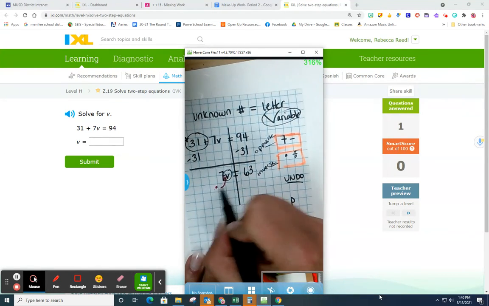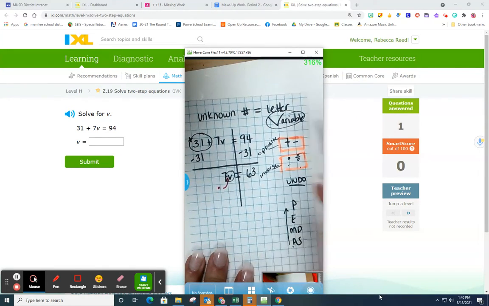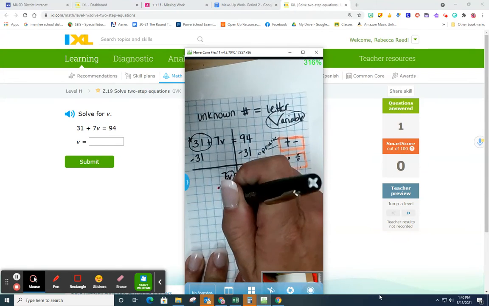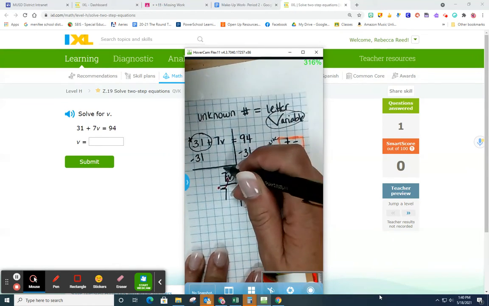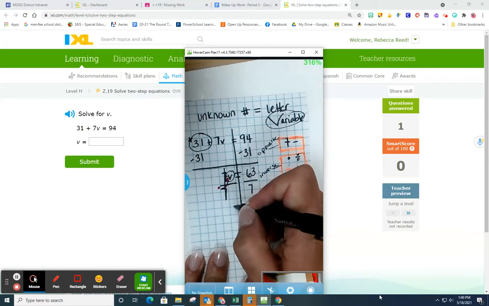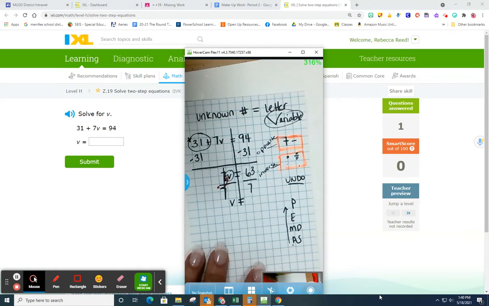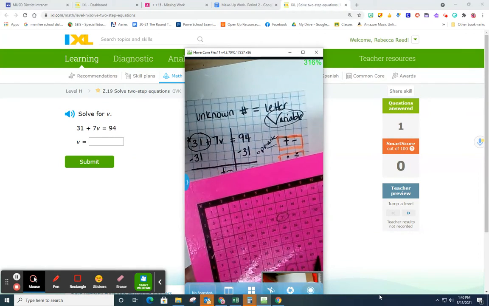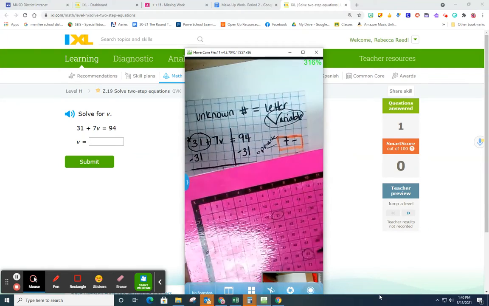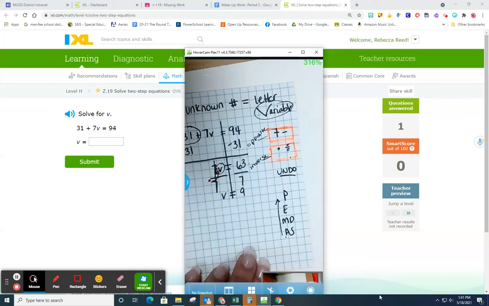So I have to do the opposite. Well, what's the opposite of multiplying? Dividing. And what I do to one side, I do to the other. So I'm going to divide both sides by 7. That's going to cancel out to get my V all by itself. 63 divided by 7. I can use my fact chart by looking at my 7s. What number do I multiply 7 by to get to 63? It's 9. V is going to equal 9.